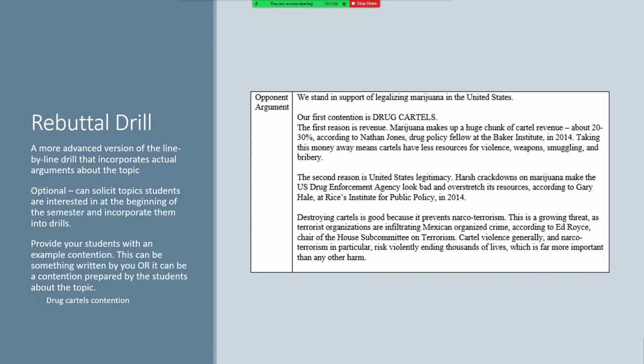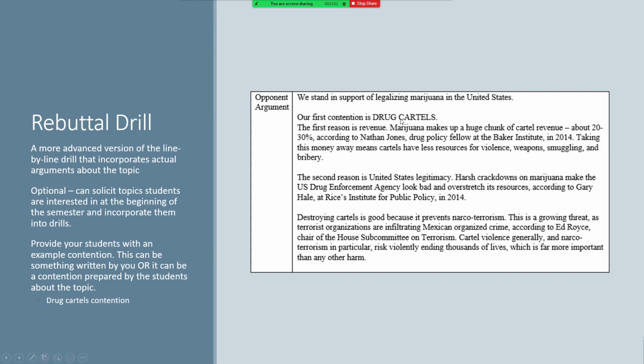In this case, I chose a marijuana legalization topic because I asked the students at the beginning of the semester about what things they were interested in, and a surprisingly large number of them said they wanted to talk about legalizing marijuana, so I put together this alternative drill. But it's up to you. I think you can reasonably do it about the topic we're debating, or you could do it about something silly. It doesn't really matter. The goal of it is to, again, just identify the parts of a contention.